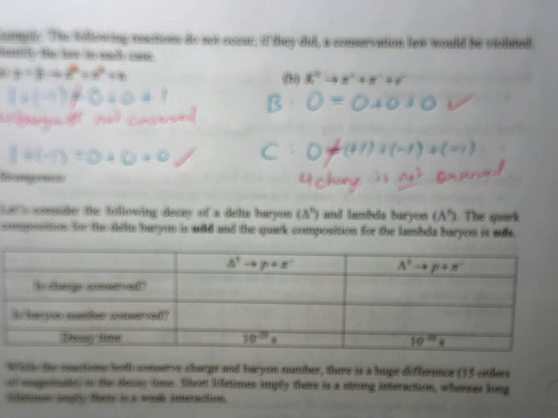So with baryon number, the main takeaway points we want to get from this: all baryons, anything with 3 quarks, have a baryon number of +1. Every antibaryon, which is something made up of 3 antiquarks, has a baryon number of -1. All mesons, which are made up of a quark and antiquark, have a baryon number of 0. And then finally, anything that's not made up of quarks has a baryon number of 0.